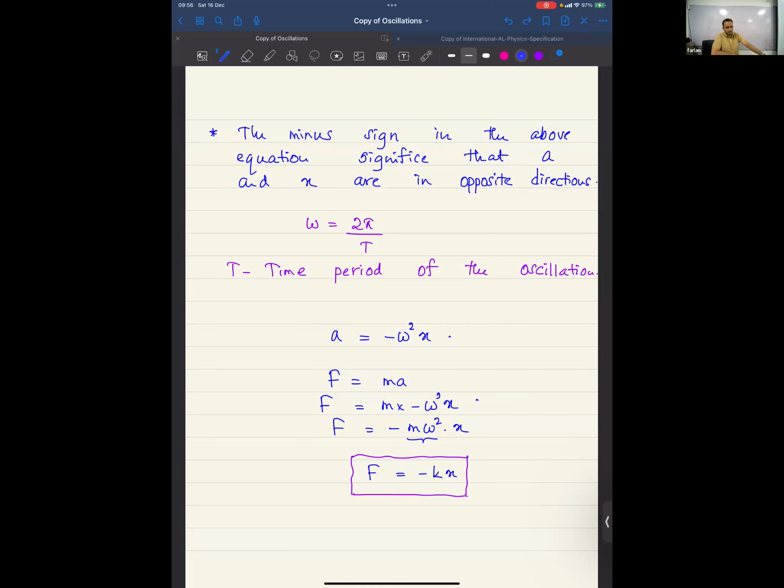Okay, so guys, omega equals 2 pi over T, where T is the time period of the oscillation. Capital T is the time taken for one complete oscillation. Okay, right.